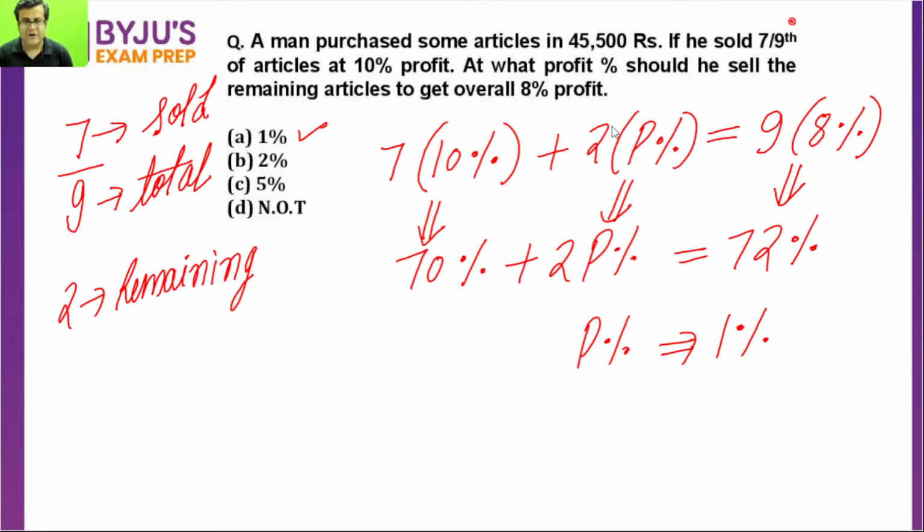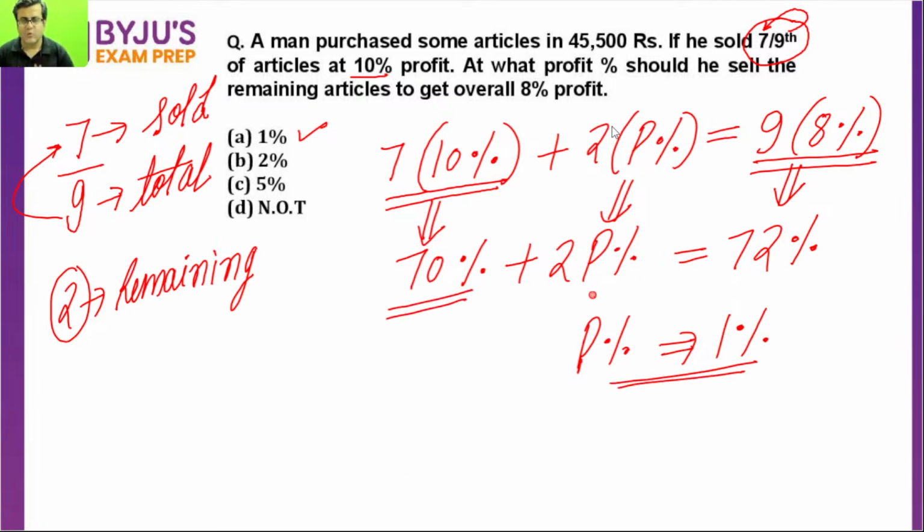The man sold 7 by 9 of the articles, meaning out of 9, 7 articles were sold. Those 7 articles were sold at 10% profit each. That is given. 7 10s are 70. Out of 9, if 7 are sold, remaining are 2. Those 2 were sold at P% profit. Overall, 9 were sold at 8% profit, so 9 8s are 72%. So overall 72% profit is required. Already 70% profit has been done. So how much is left? 2 articles at P% profit, 2 by 2, so the remaining 2 articles were sold at 1% profit each.